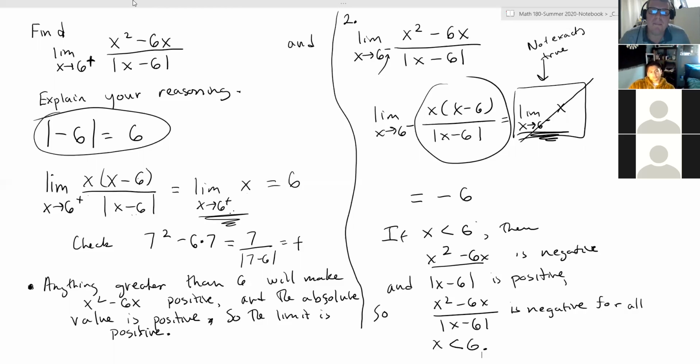You're welcome. I didn't just add a negative onto the end of my answer, right? I actually had to reason through to make sure that it was going to be negative. And is that what you were asking? Maybe you can unmute and tell me.